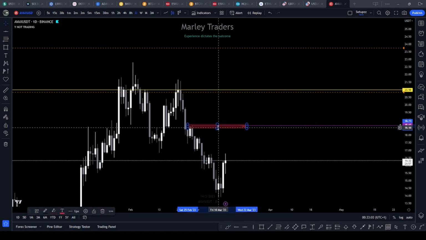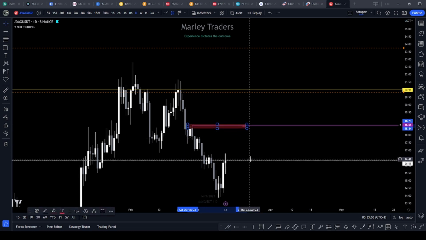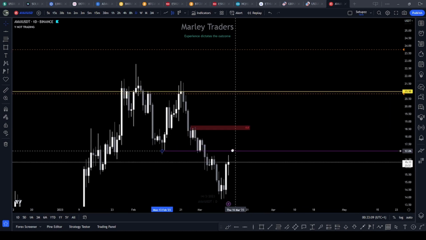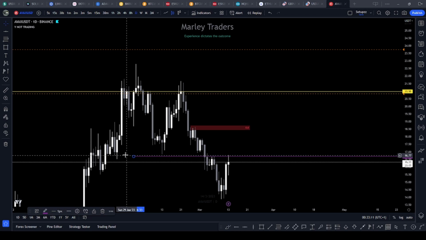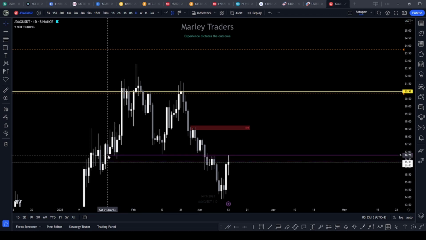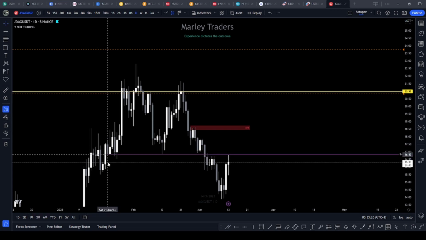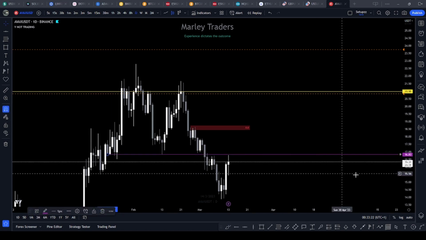Now, what does rejection block do? This is a good example here. You see, before price touches this place, you would have already taken this. Put my magnet on again. You would have already taken this daily sell liquidity right there. Okay.